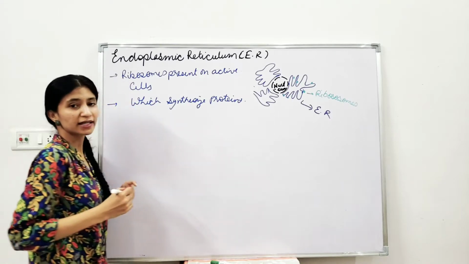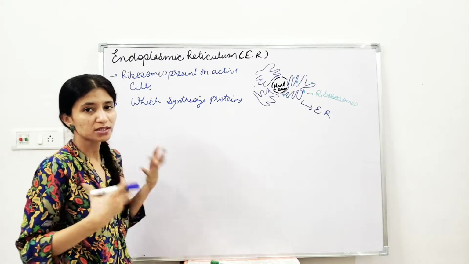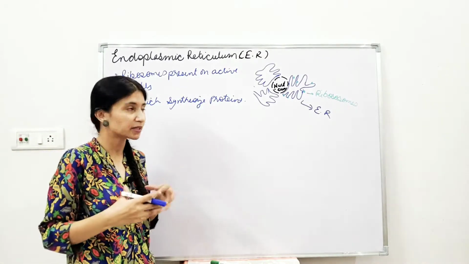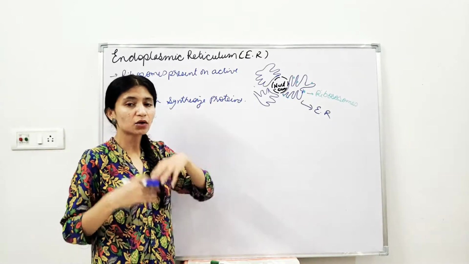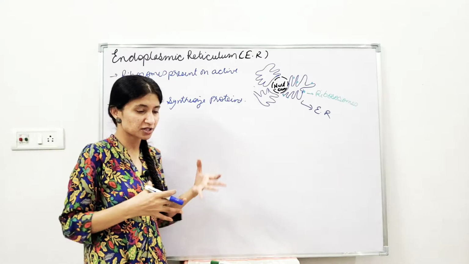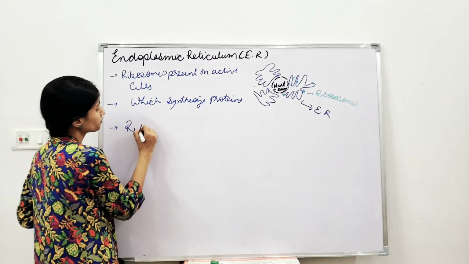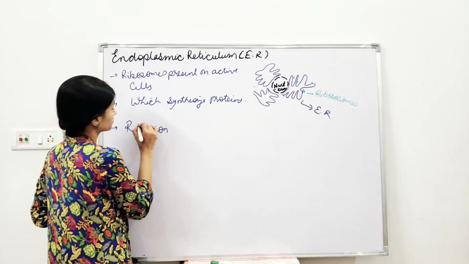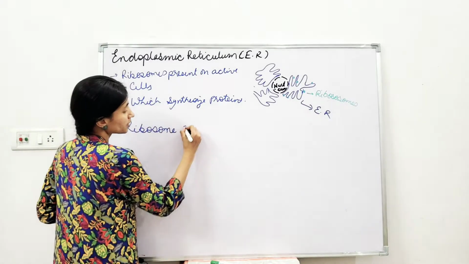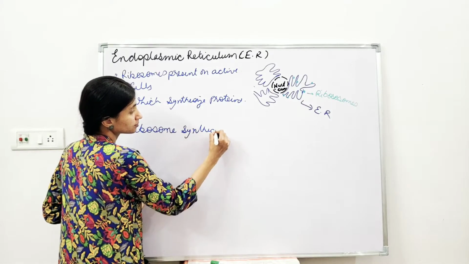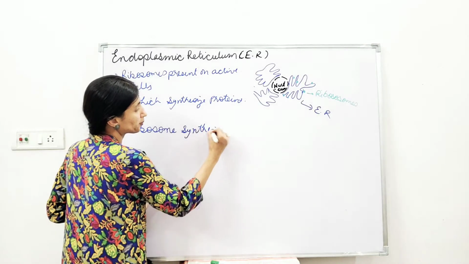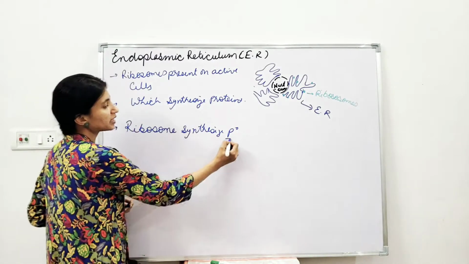Active cells are those which are synthesizing proteins continuously, which means cellular activity is taking place. So ribosomes will only be present on an active cell, where protein formation is taking place. That is the main role of the ribosome. And what does a ribosome do? Ribosomes synthesize proteins. This is a sign for the protein.